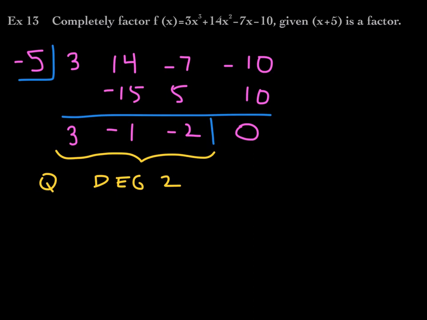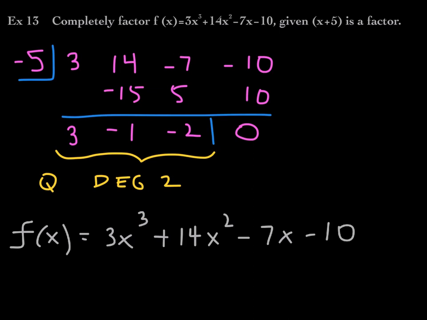So this is what I know for sure. f of x, which is equal to 3x cubed plus 14x squared minus 7x minus 10, factors as x plus 5, right? That factor was given to me. And now I know the next factor is right here. This is a degree 2 polynomial, so 3x squared minus 1x minus 2.